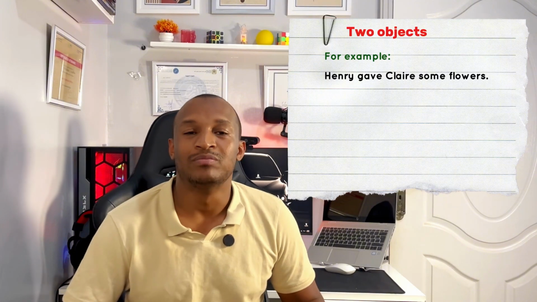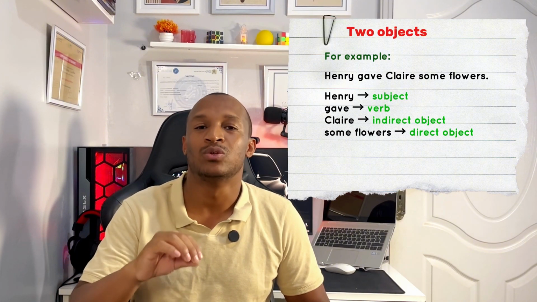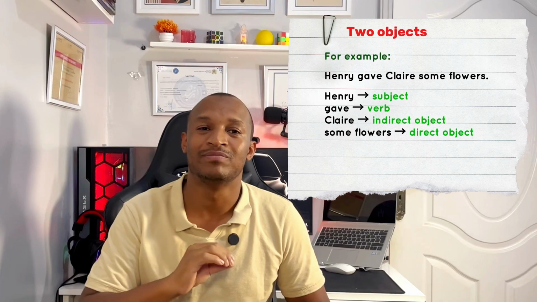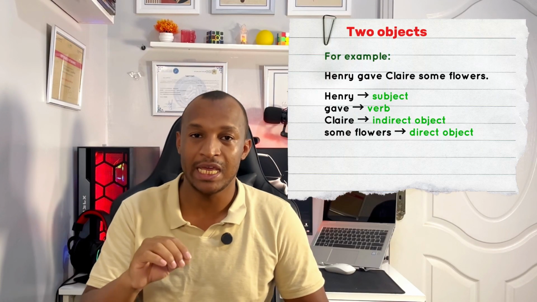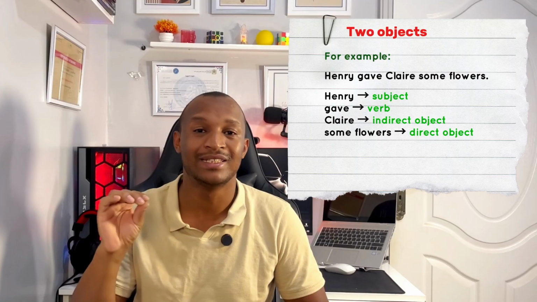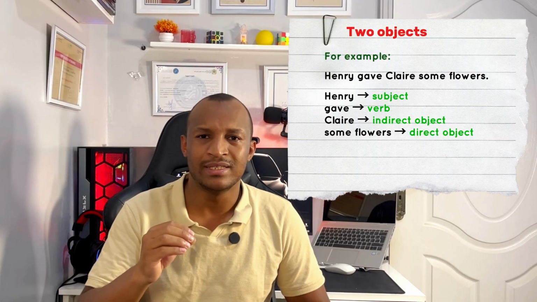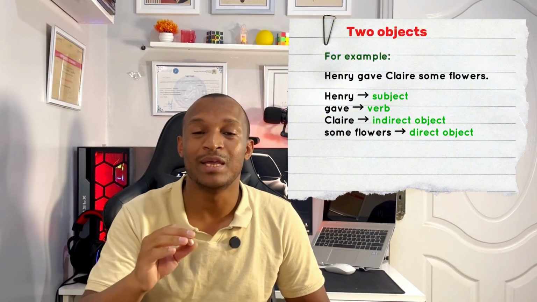Let's break it down. Henry, the subject. Gave means verb, the action. Claire, indirect object, the person who receives something. Flowers means direct object, the thing that is given. But what exactly is the difference between direct object and indirect object? Let's find out step by step.